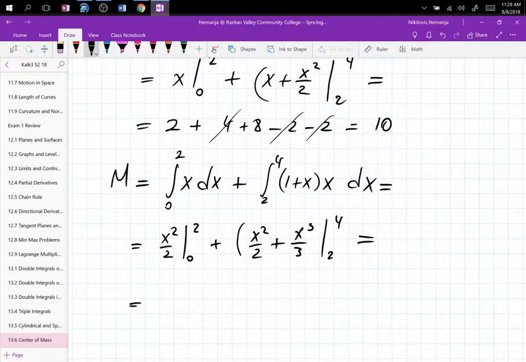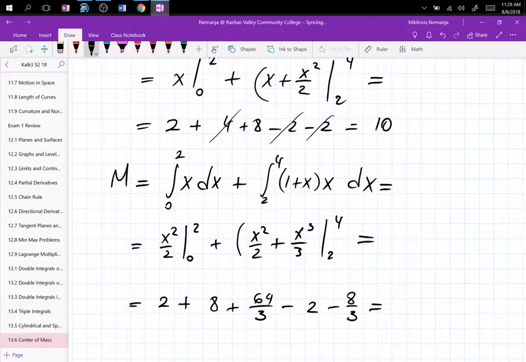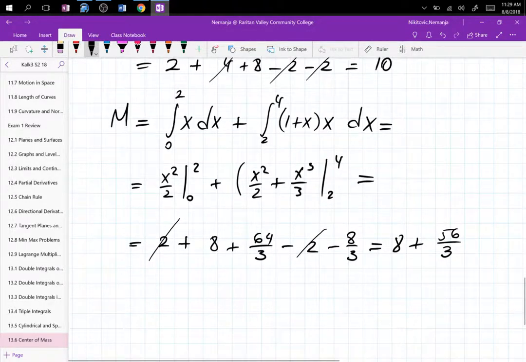This is one dimensional. So that's going to be 4 divided by 2 is 2, plus 16 over 2 is 8, and then 64 over 3, minus 4 over 2, and then minus 8 thirds. So 2 and 2 die. This is 8 plus 64 over 3, so that will be what? 56 over 3. So this is equal to 8, 24, and then the 80 over 3.